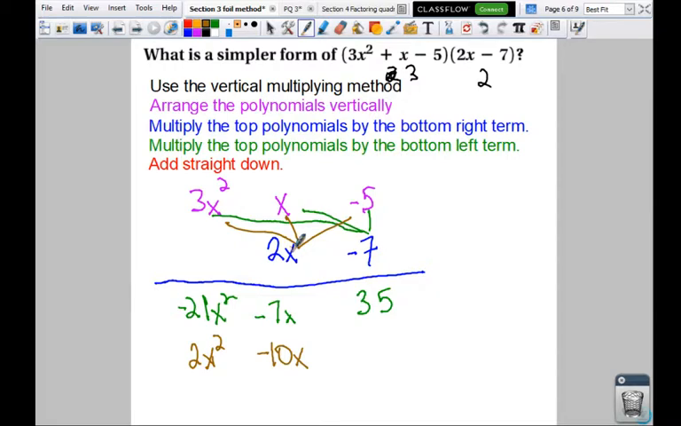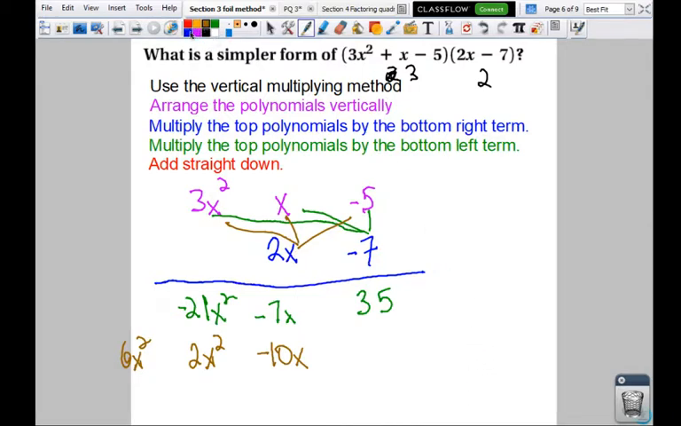But then I got to go 2x times 3x squared. That is 6x to the third. Do I have any x to the thirds up here yet? No. So I'm going to put it just out in front. How'd you get 2x squared? I go 2x times x. There's just the number 2, right? Oh, yeah. x and x is x squared. Okay.